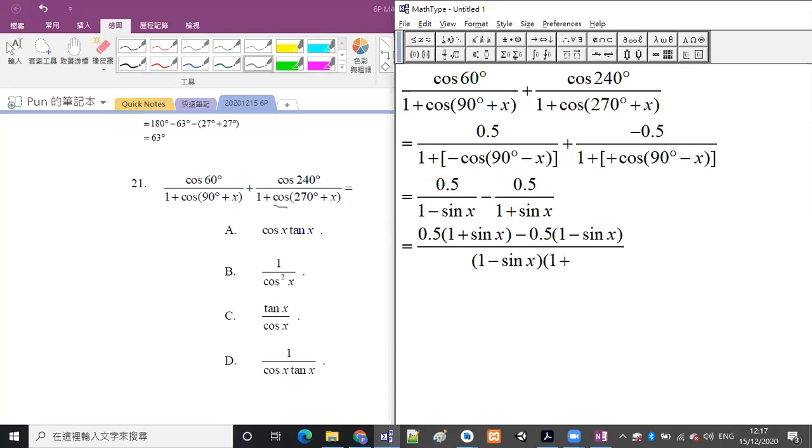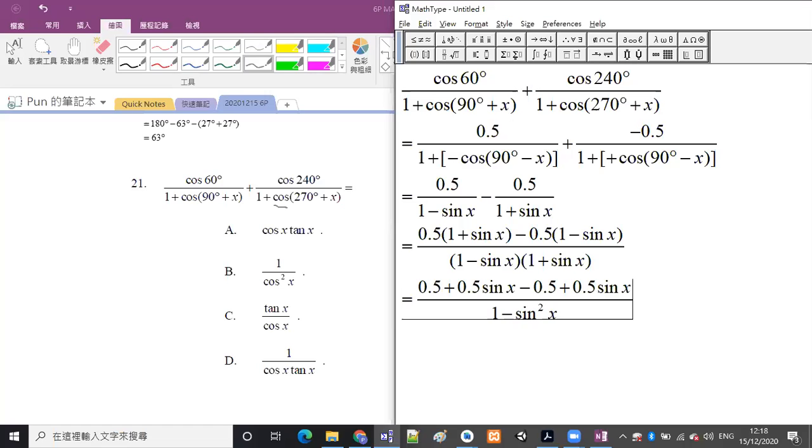x times 1 plus sin x. Okay? And then we have 0.5 plus 0.5 sin x minus 0.5 plus 0.5 sin x. And then we have 1 minus b times a plus b becomes a square minus b square. Like this.